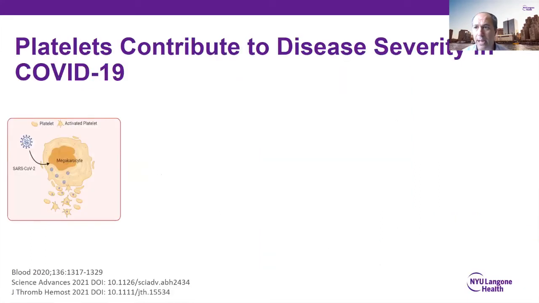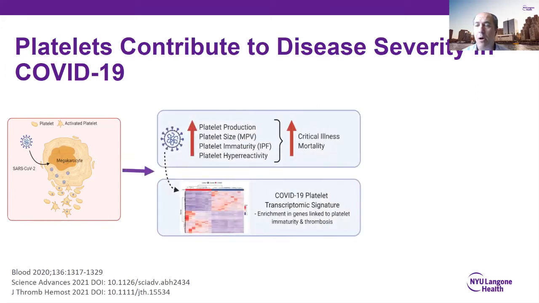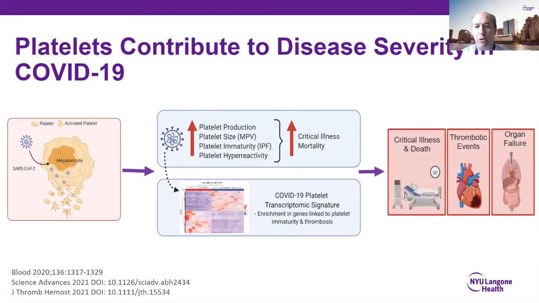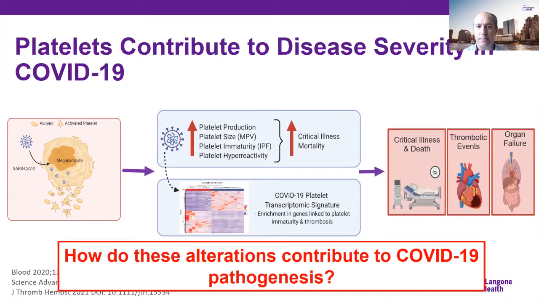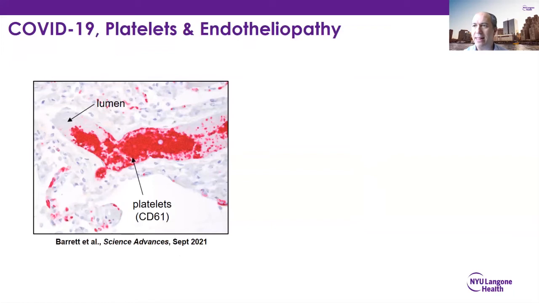So our working hypothesis at the time was that the SARS-CoV-2 virus is getting into the megakaryocyte, getting into the platelet, causing increased platelet activity, changing the platelet transcriptome, eventually causing critical illness, thrombotic events, as well as organ failure. The question is how and why? How is platelet activity contributing to COVID-19 pathogenesis? And that led us to study the platelet endothelial cell interaction.